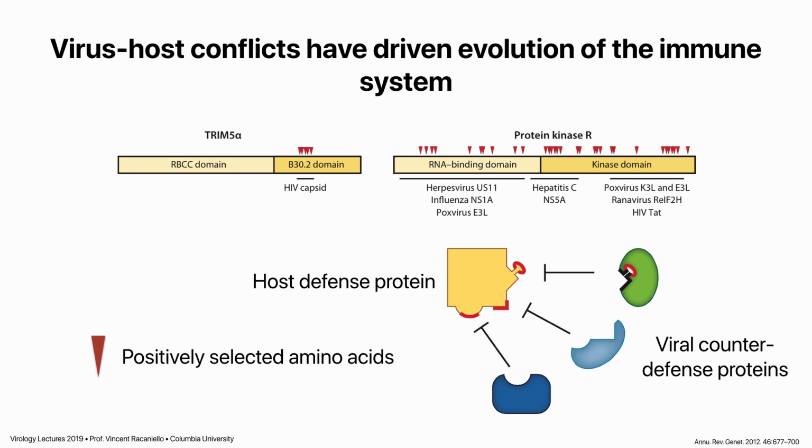So the overall picture is at the bottom there. The host defense protein, in this case PKR, has different sites on its surface that are bound by different viral counter defense proteins. And we can see these change on each side. We can see the host side changing in the phylogeny of the animals we're looking at. We can see the virus side changing as well. And so that's how we can map the evolution of host proteins driven by viruses. So our makeup has incredibly been influenced by all the virus infections that we've had over the years.